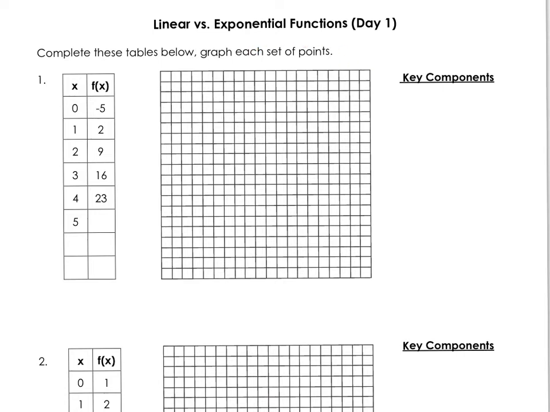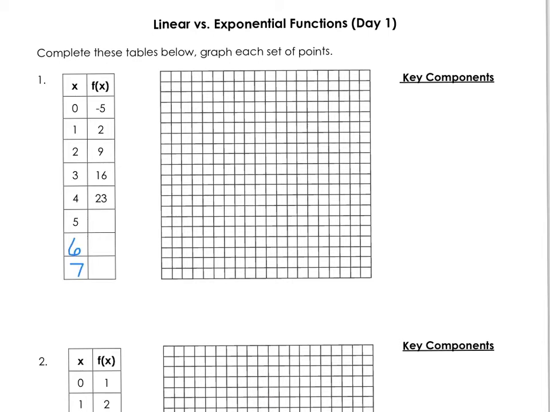So first, let's look at this table. We have 0 with -5, and then 1 with 2, and 2 with 9, 3 with 16, 4 with 23. Well, for those points, I'm trying to figure out what's the pattern so I can fill in the rest of my table here that's missing. So on the left side here, it's easy. I can see that it's going up. So I can go ahead and fill in the rest of those with my 6 and 7.